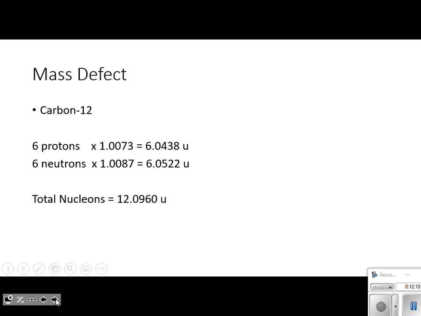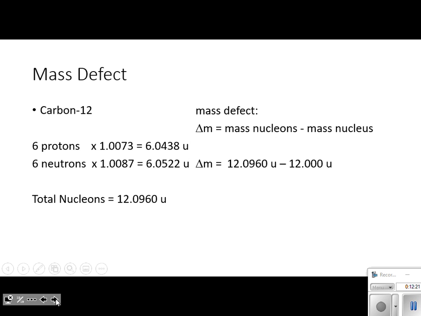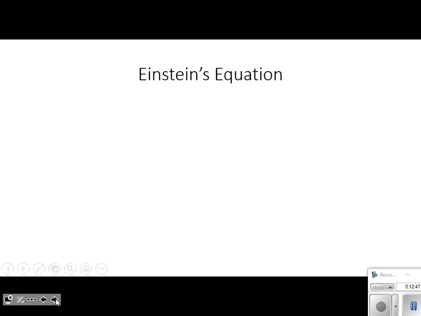However, I told you before that this mass defect was the mass of the nucleons minus the mass of the nucleus. So I take that mass of the nucleons, and I told you that carbon-12 had a mass of 12.000 amu. So I come up with a value, my mass defect is 0.096 amu. It's pretty small, isn't it? That's a pretty small number. So that mass defect is not huge. But where does it come from?